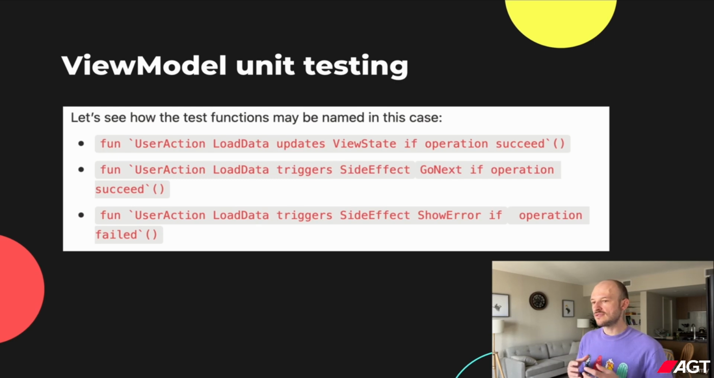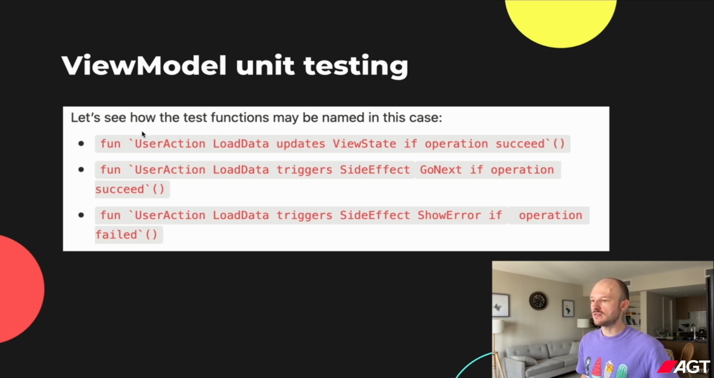ViewModel test strategy is pretty similar to that described above, with the only difference if you are using Orbit MVI. In this case, you'll need several helpers to test it properly. Refer to the Orbit MVI's documentation and our test project for the reference. Let's see how the test functions may be named in this case. So the naming pattern is still the same.